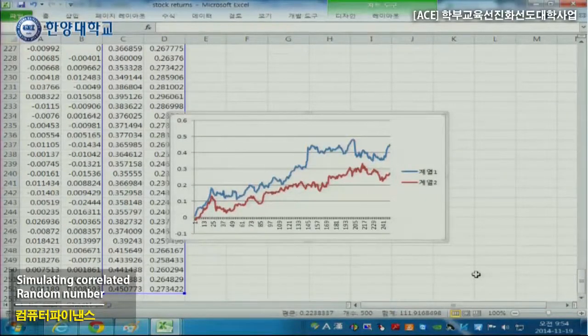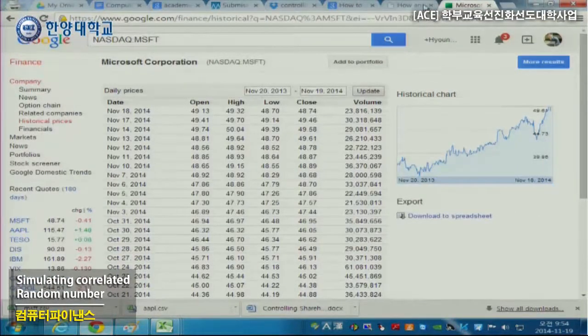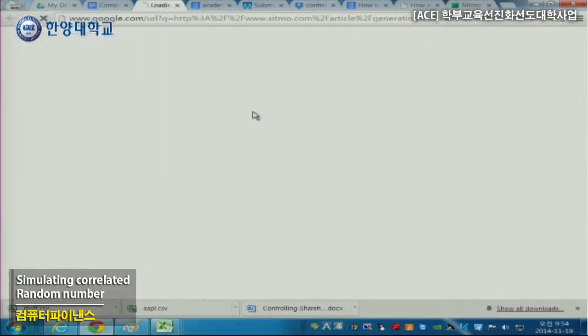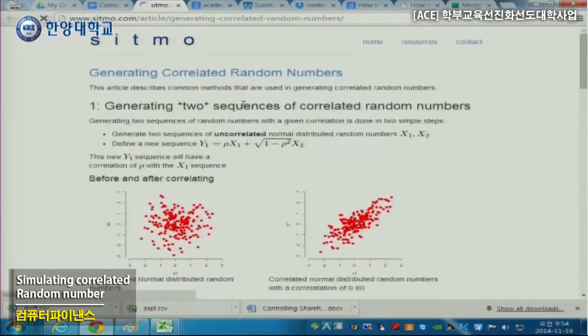In order to incorporate correlation in the structure, there is a technique, and I think I have the link for this one on our course web page. Generating two sequences of correlated random numbers. Generating two sequences of random numbers with a given correlation is done in two simple steps. First, generate two sequences of uncorrelated normally distributed random numbers x1, x2, and then define a new sequence as this one. Then the new sequence y1 will have a correlation of rho with x1. So if you define the new random variable y1 in this way, then x1 and y1's correlation is what? Rho.